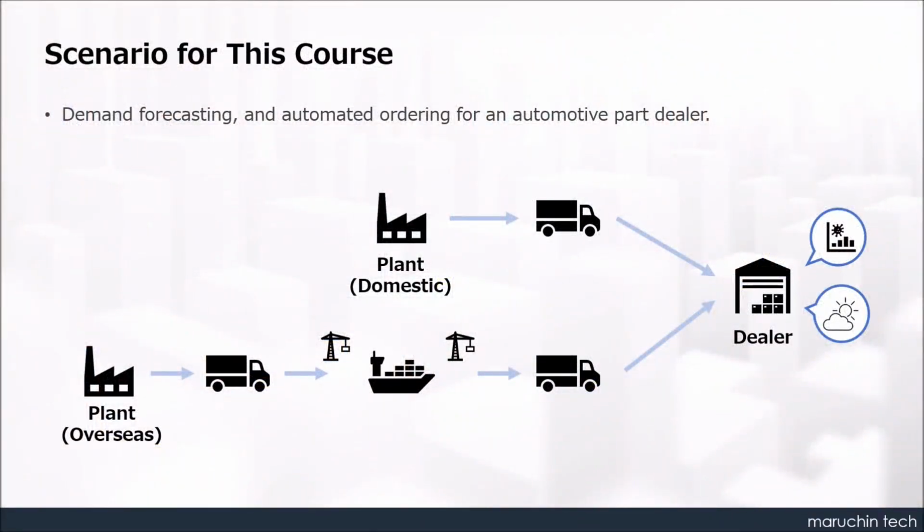Now, let me introduce the scenario for this course. We will focus on inventory management, demand forecasting, and automated ordering for an automotive part dealer. Auto dealers sell parts to general customers, but the demand varies significantly by part type. For example, engine oil, wipers, and brake pads are consumables that require regular replacement. For scheduled maintenance services, we must maintain a sufficient stock of these items.